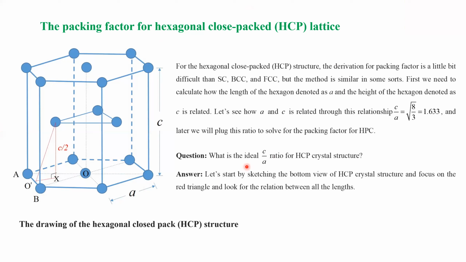So what is the ideal C over A? This is the A, and C is from here to here. Half of it is C over 2. The way to do the packing factor for HCP is, first you have to get the relationship between C and A to see what number you get.